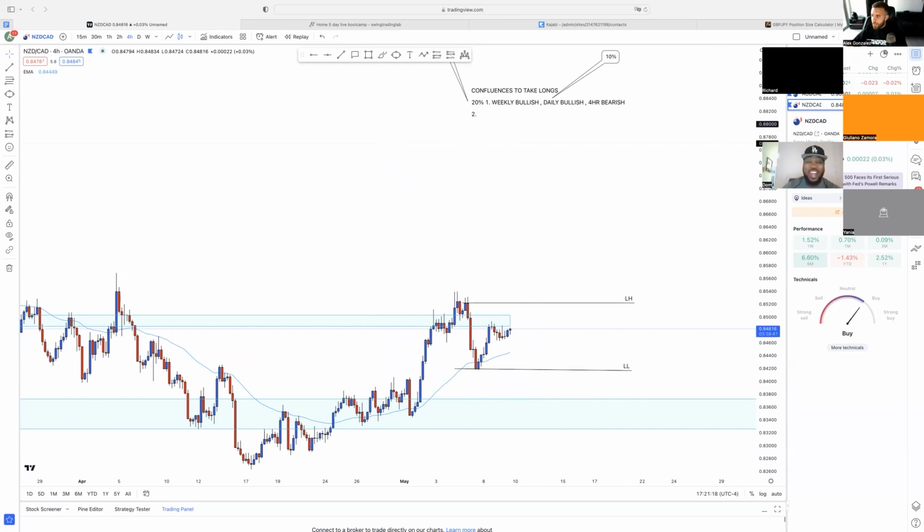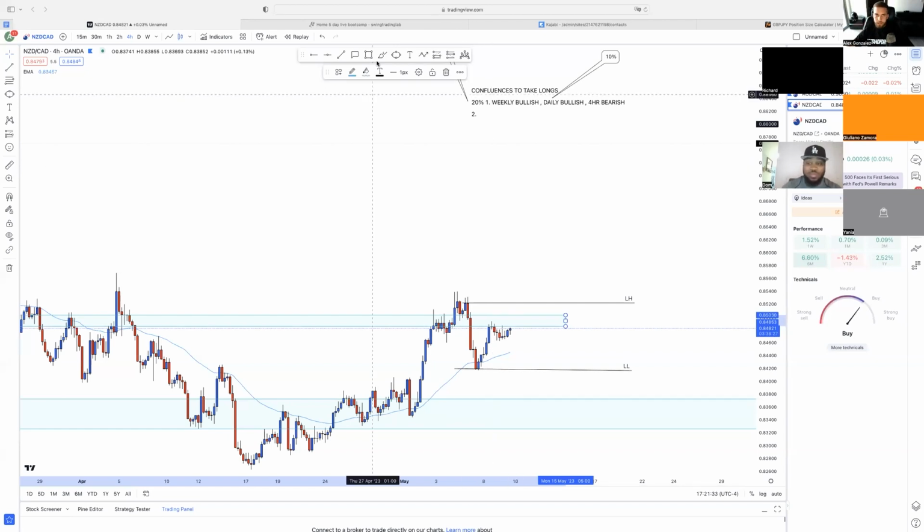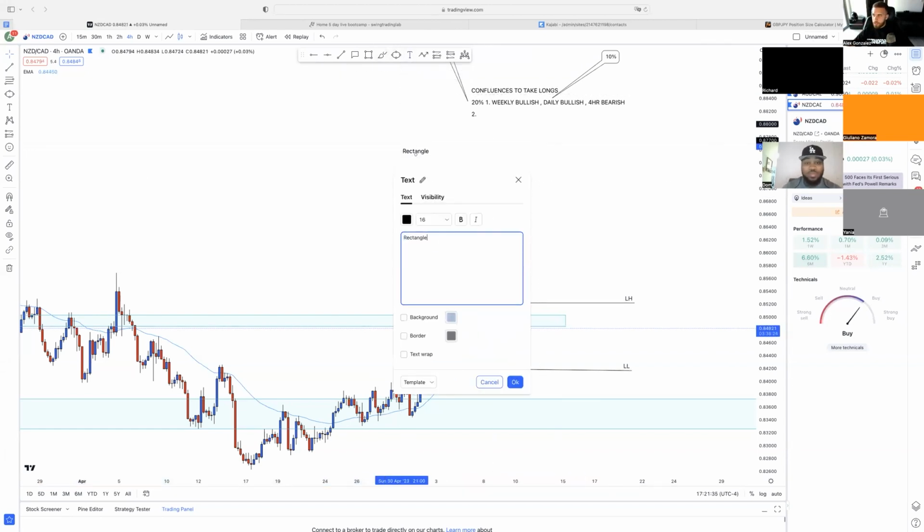What do your rectangles show for you? These are my areas of interest, but this is exactly what we're going to touch on tomorrow. For day trading and swing trading, they both have to be in sync back to back. Getting asked this, the answer to this is yes.